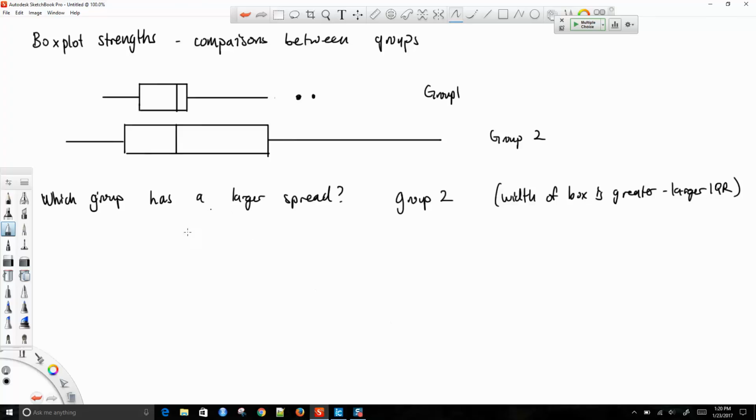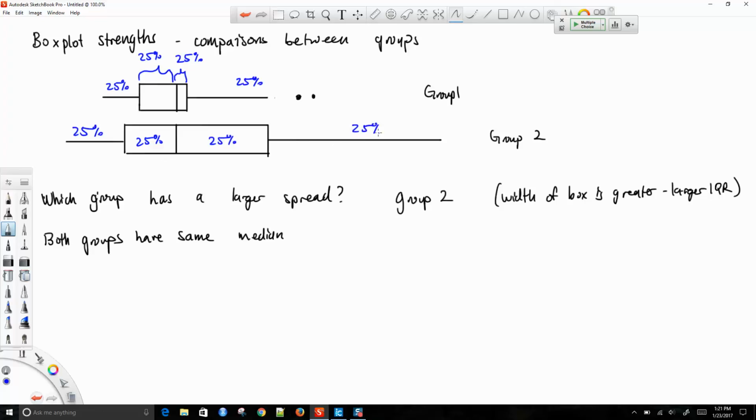Both groups have the same median, right? Between here and here we have 25% of the data, and between there and there there's also 25%. Also 25% over here, 25% down here, and 25% over here. I would say both of these are right skewed. Both groups have the same median, both are right skewed.